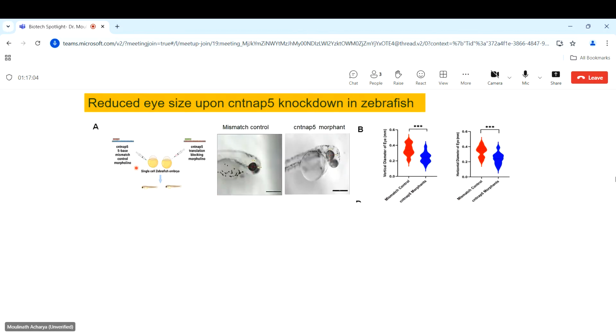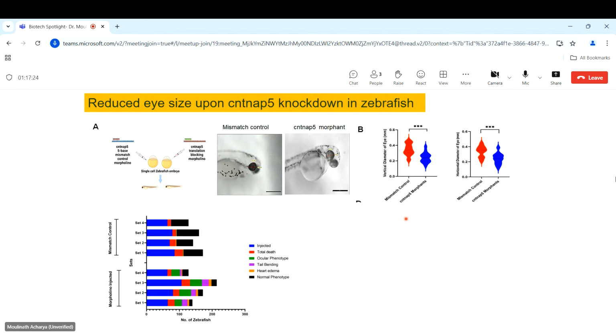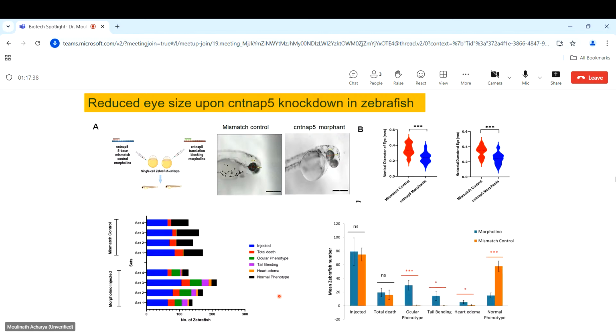So as I said, we have used CANTNAF5 mismatch control and the translation blocking morpholino in single cell zebrafish embryos. If we look at the eye structure, the CANTNAF5 morphants show fairly significantly reduced eyes, which is corroborated in multiple experiments. We have done more than four, but we are showing four sets here, looking at how many we injected, how many total death, and how many had phenotype, etc.